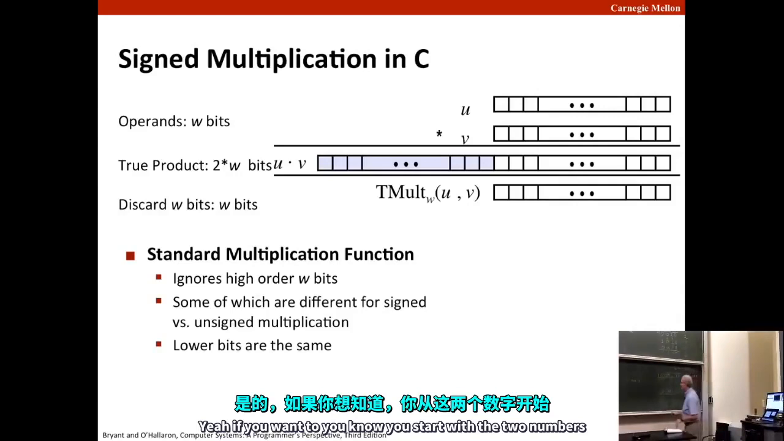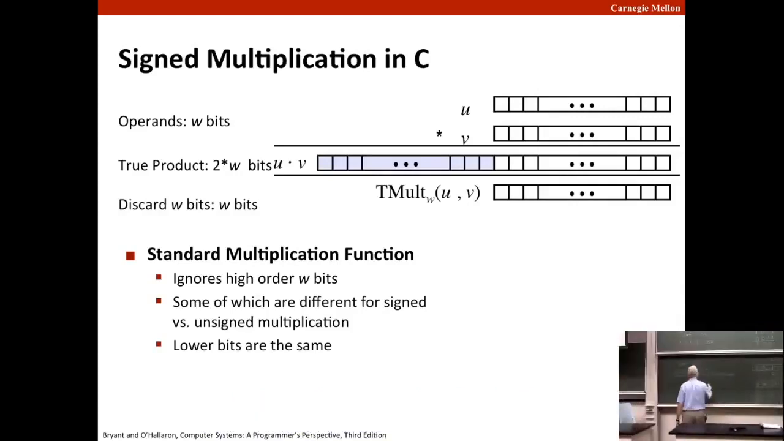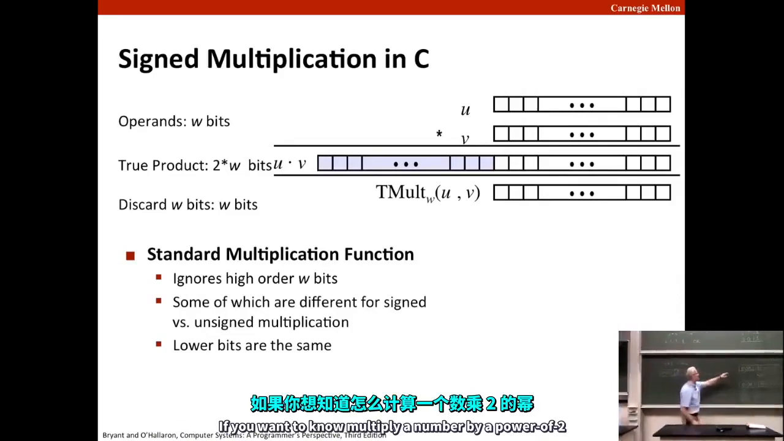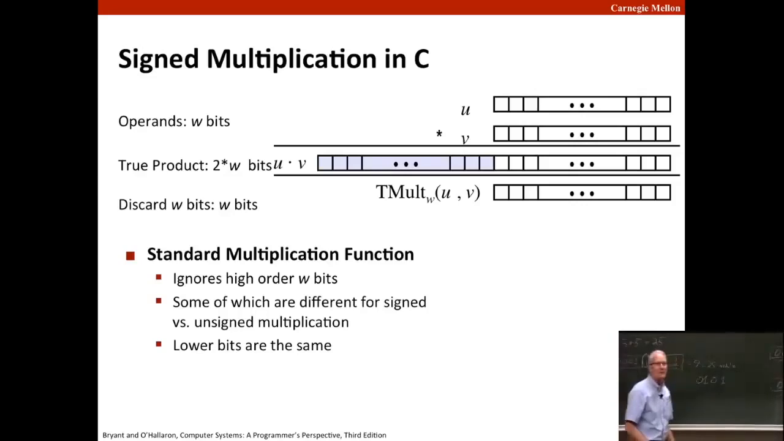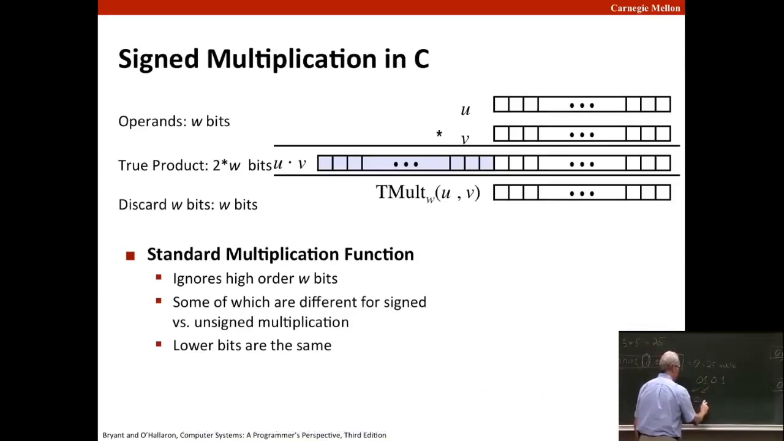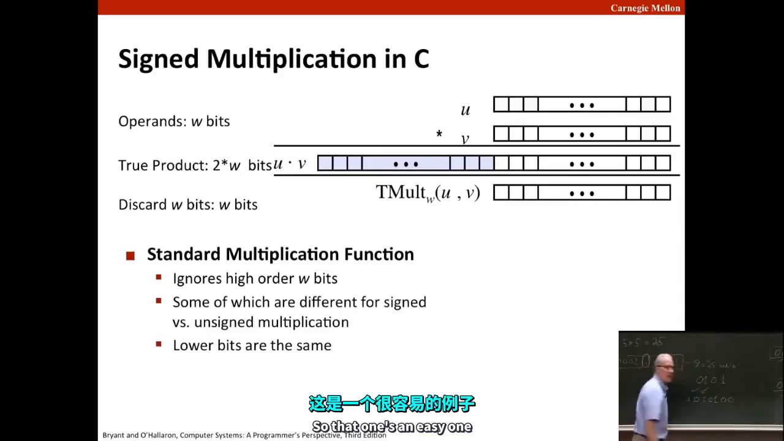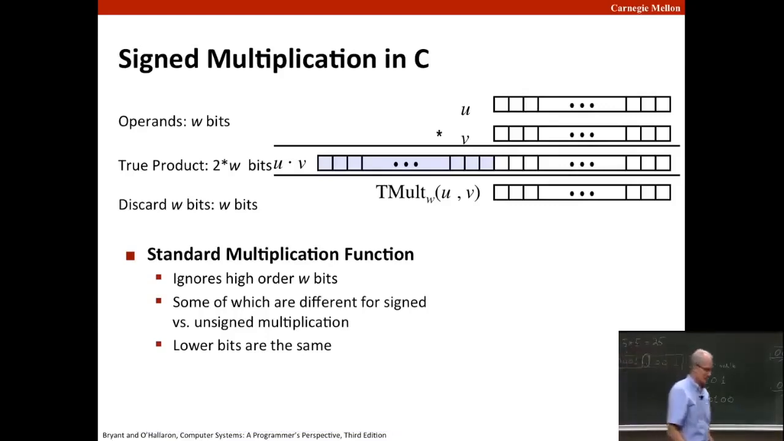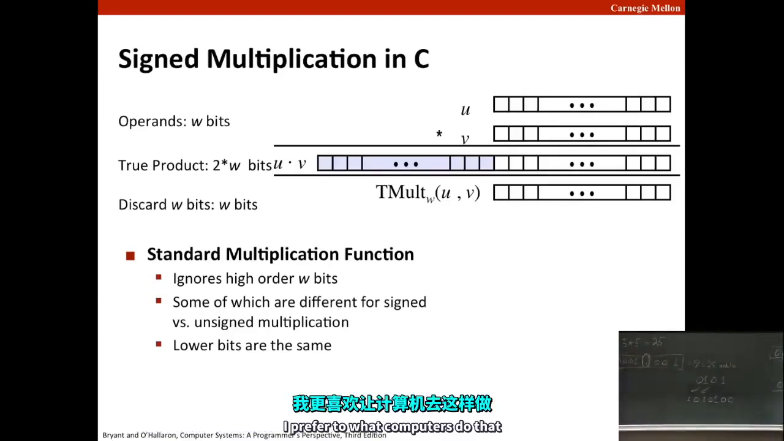You start with the 2 numbers. Well, actually, this one's an easy one. There's a trick for this. If you want to multiply a number by a power of 2, we're going to show that later. You just shift it left by 2 positions. So that one's an easy one. Otherwise, you have to write out the table and sum all the results and all that stuff. I prefer to let computers do that.